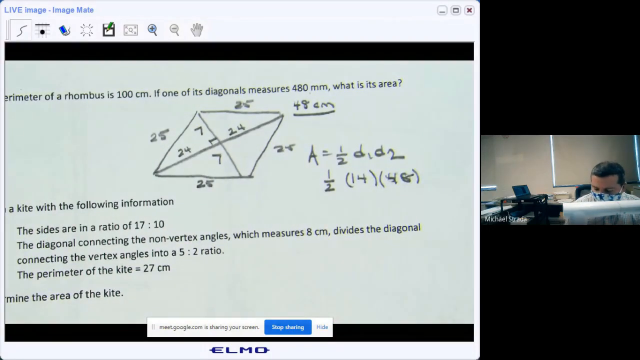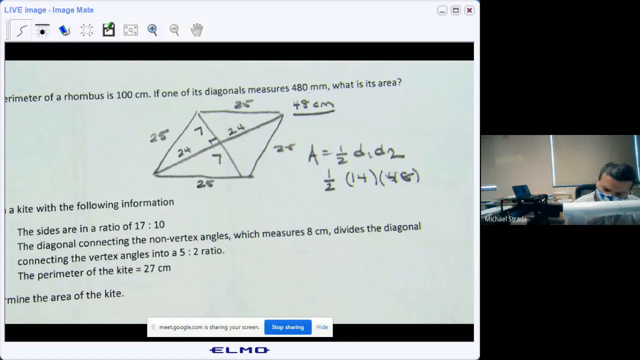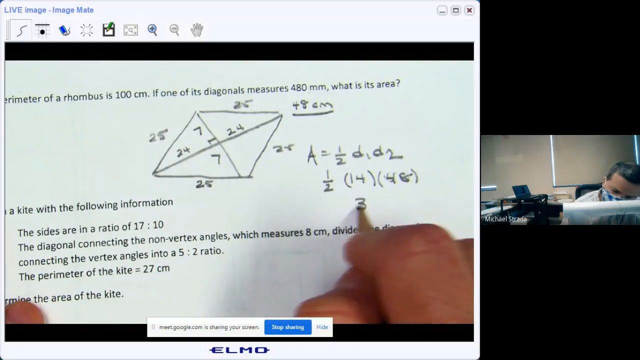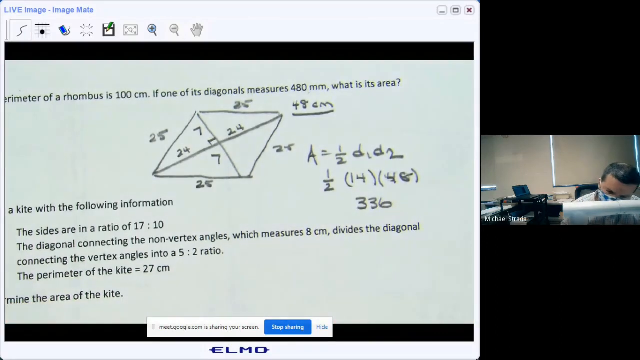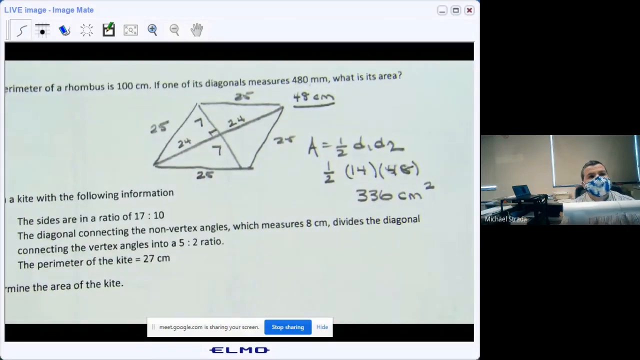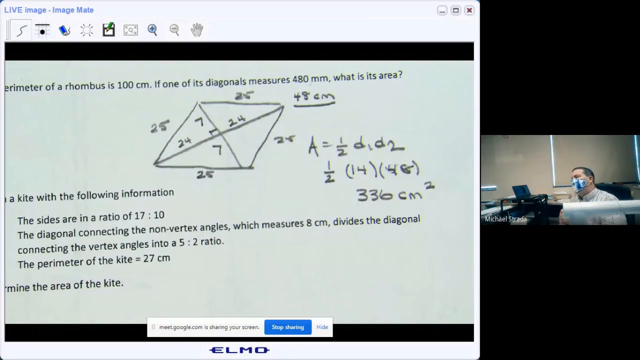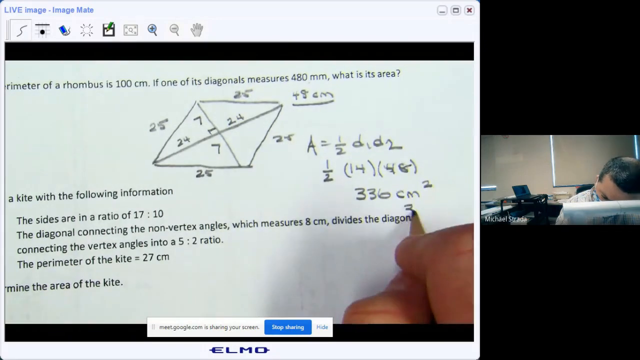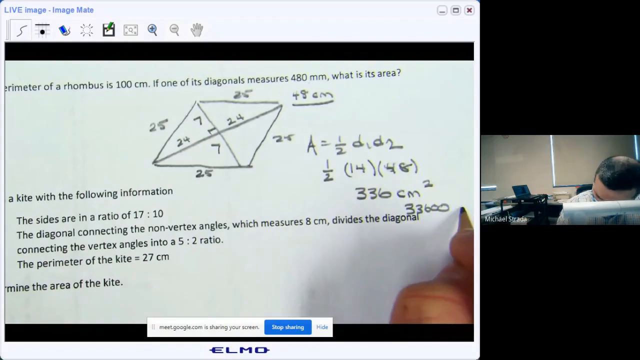14 times 48, what is the half? Half of 14 is 7. 7 times 48 is 350 minus 14. I'm going to go with 336. All right, we converted to centimeters, so our final answer is centimeters squared. Since there are 10 millimeters in a centimeter, you square the 10. What is 10 squared? 100. So 33.6 followed by a pair of zeros, millimeters squared, if you needed to convert.